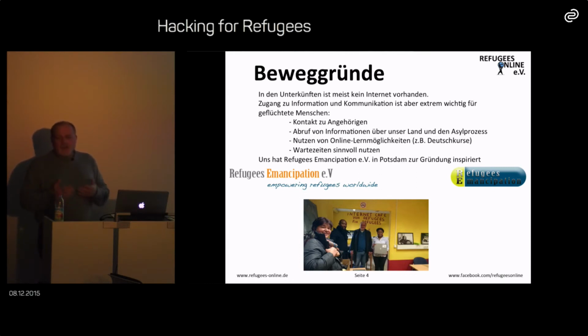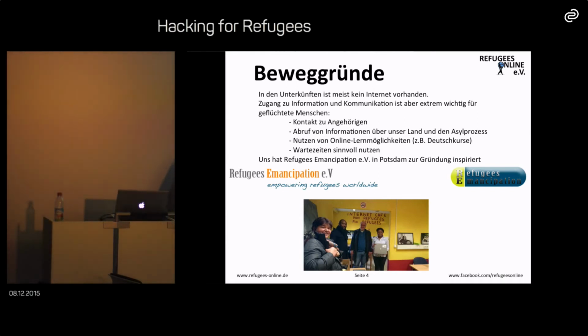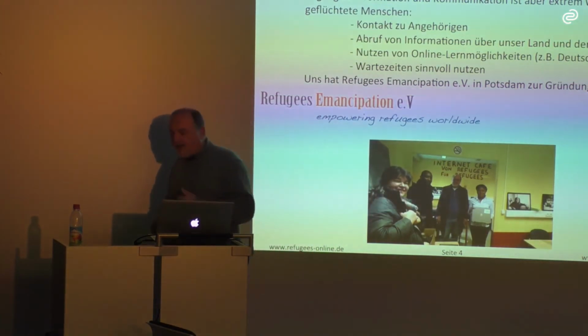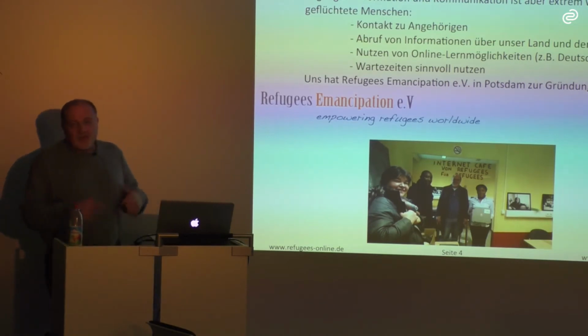There are no helpers, there are no volunteers. It's all done by refugees. And the reason why they founded their association is the same reason why I founded Refugees Online, because there is no internet in refugee shelters. And that's where the spark of inspiration came from for me to take that idea from Berlin or from Potsdam to Bavaria and found Refugees Online. This is a picture of my wife, the chairman of Refugees Emancipation, myself and his wife. We brought some notebooks from here to Berlin.